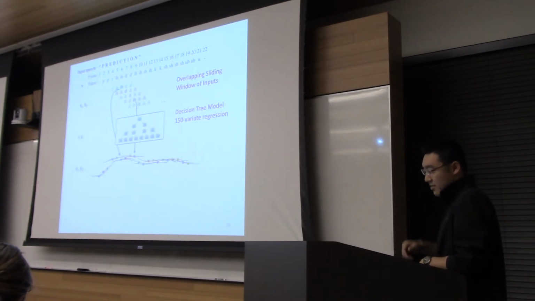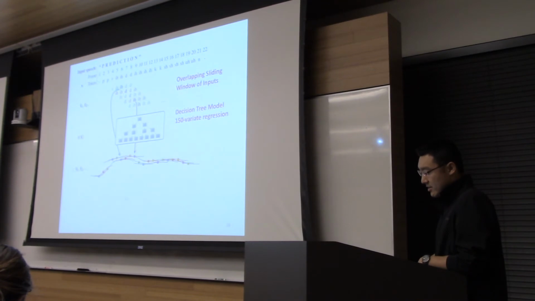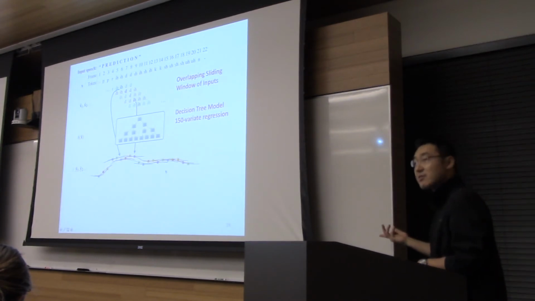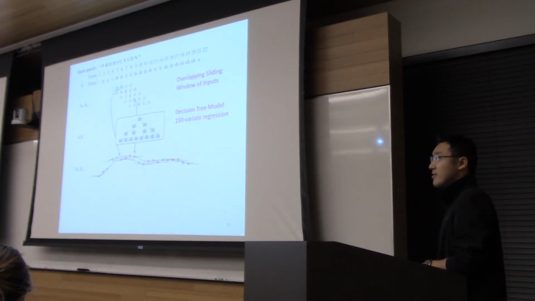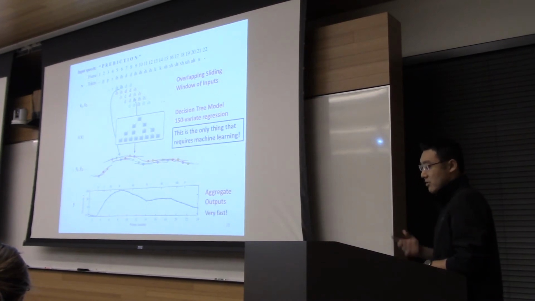We push that through a decision tree. You could do random forest, you could do neural nets, it doesn't really matter. It predicts a fixed window of outputs. Recall that our outputs, in this case length 5, are 30-dimensional, so that's 150 variables that we're predicting. So this is still a pretty complicated regression task, but it's much simpler than predicting over arbitrary timescales. And then you just average to get the final output. And again, this is very fast. And this middle part is the only part that requires machine learning.